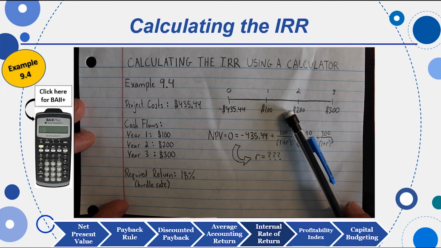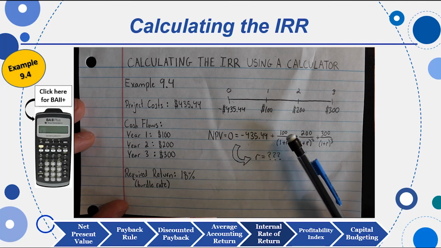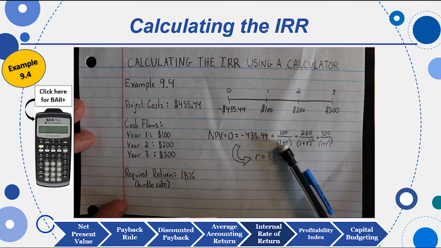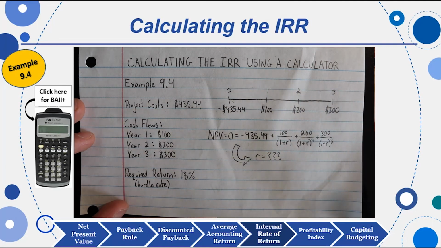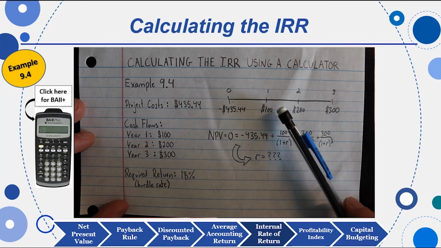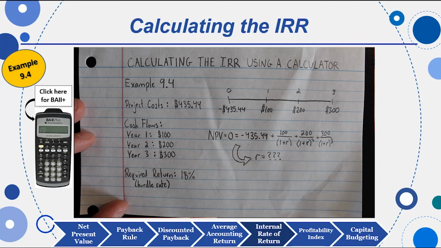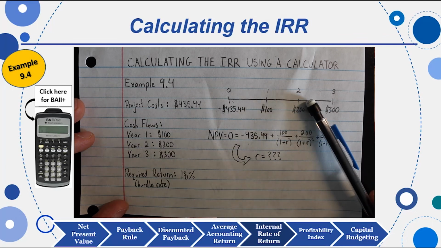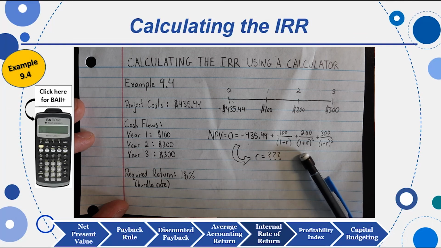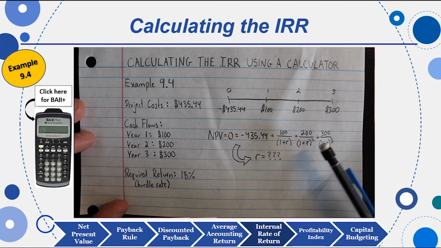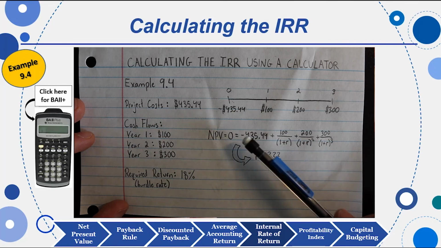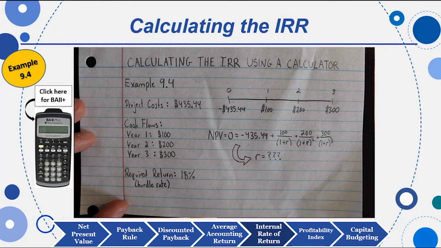However, when we plug in 100, 200, and 300 into our equation, we have to plug each value individually over top of 1 plus r, all raised to the power of whatever year that cash flow is in. So for example, in year 1, 100 would be divided by 1 plus r in parentheses raised to the first power. And in the second year, it would be 200 all over 1 plus r, all in parentheses, raised to the second power because it's in year 2. And once we have this equation set equal to 0, we can find r by plugging and chugging with our graphing calculator.